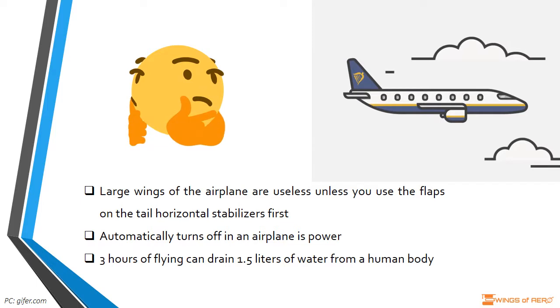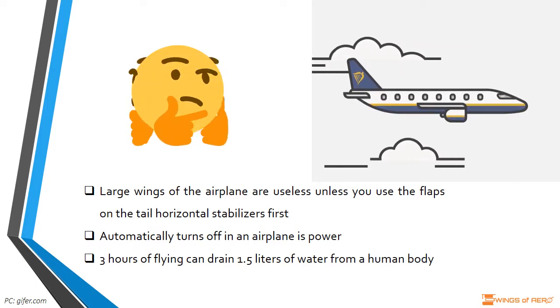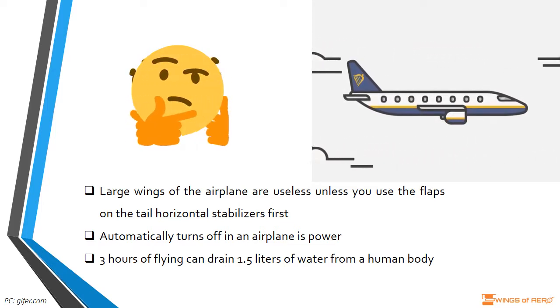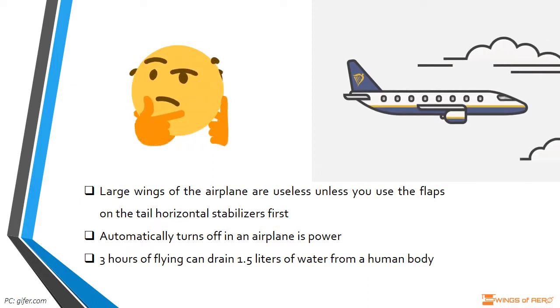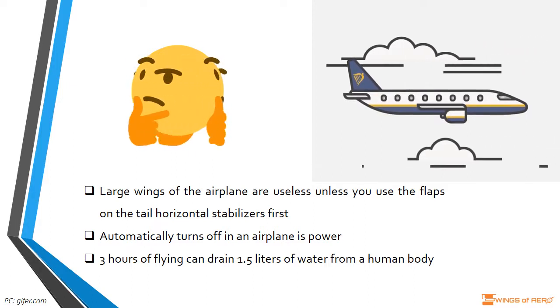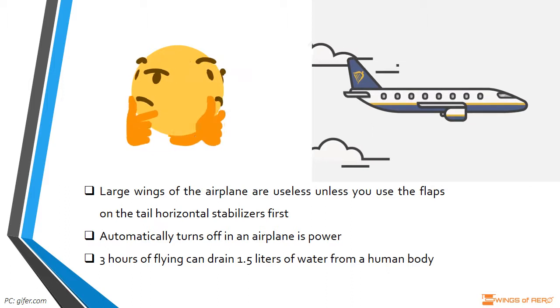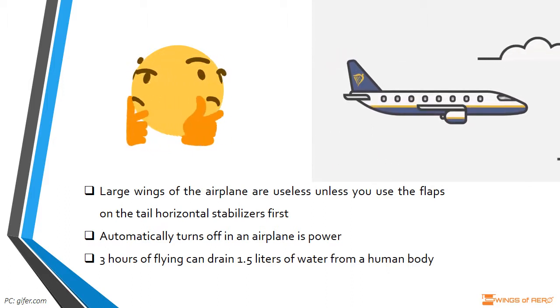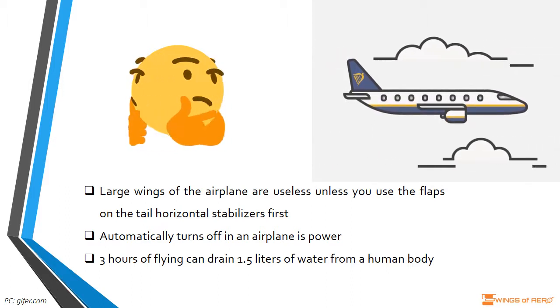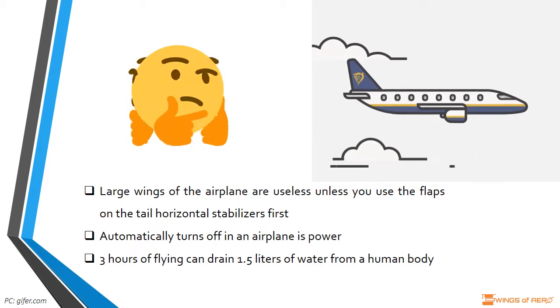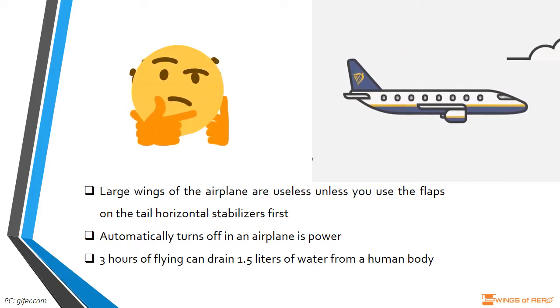Did you know? The large wings of the airplane are useless unless you use the flaps on the tail horizontal stabilizers first. Only when you manage to lift the nose and direct air circulation to the lower part of the plane, the large wings begin to create enough thrust to lift the airplane into the air.